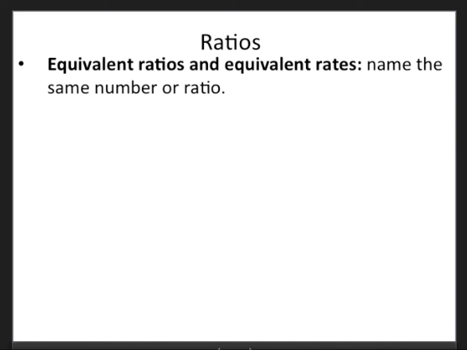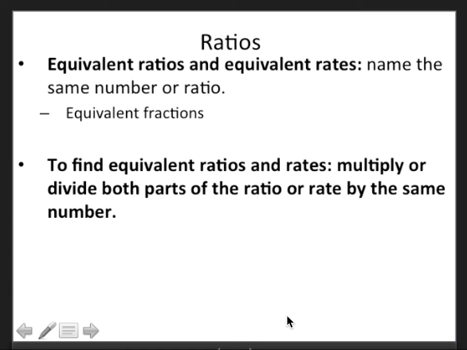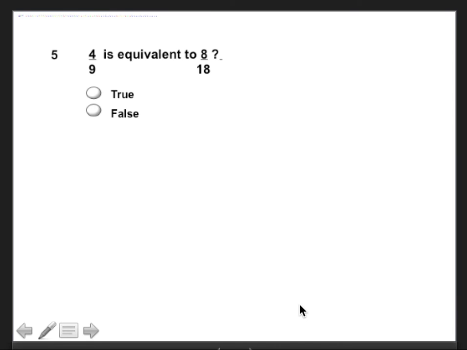All right. So equivalent ratios and equivalent rates, they name the same number or the ratio. They function just like equivalent fractions. To find equivalent ratios and rates, you're multiplying or dividing both parts of the ratio or rate by the same number. So let's look at a few of these.